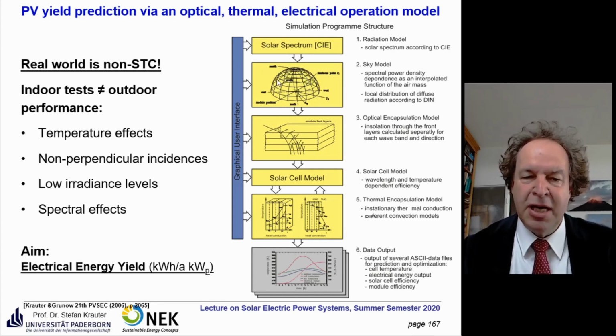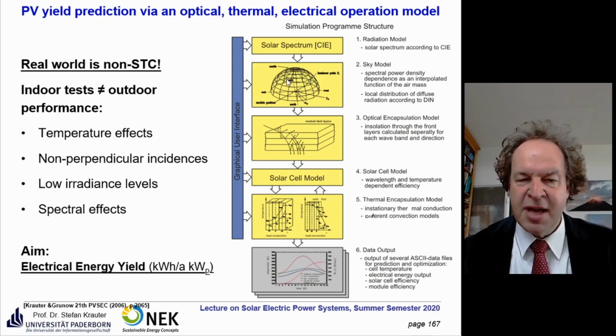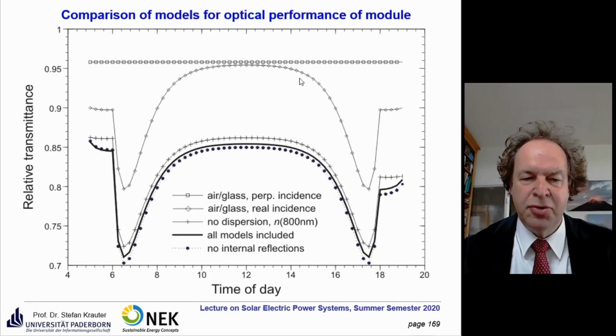So you take a look at the sky, you see just the blue part of the spectrum, which is coming from all parts of the sky. If you have a bad day, you hardly have any direct irradiance, and all irradiance is diffuse, coming from all directions. So this also was considered in that model, and the result you see here.